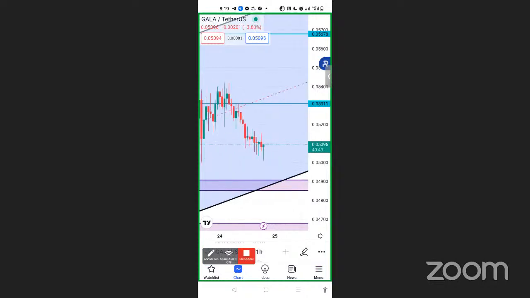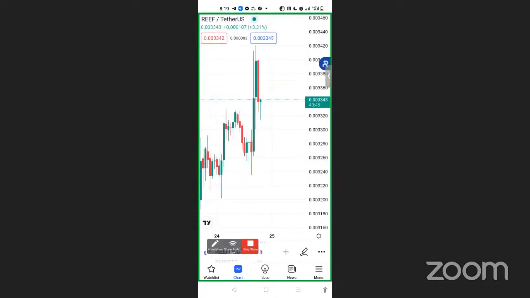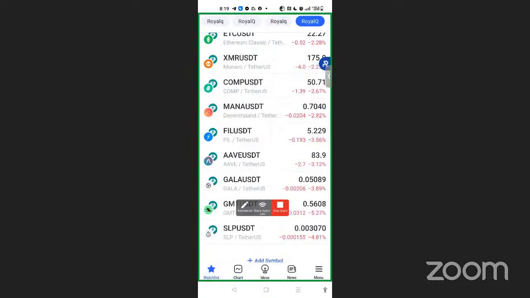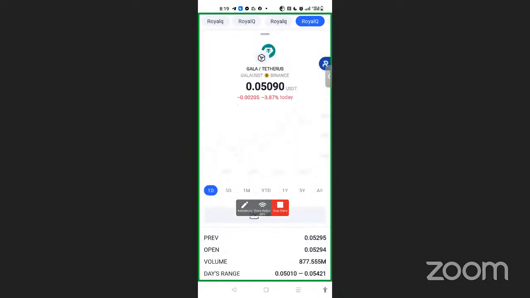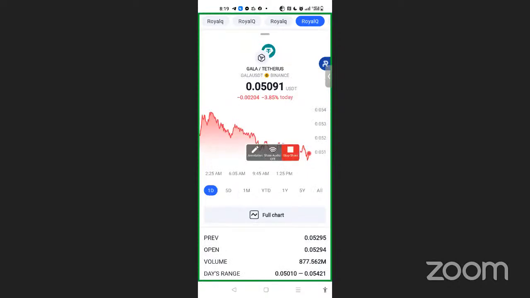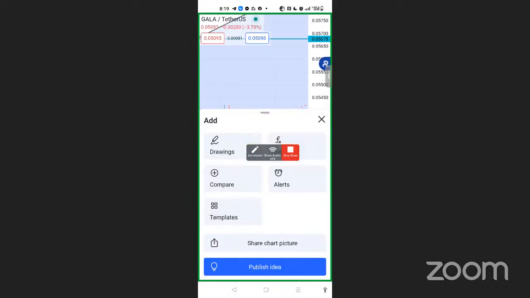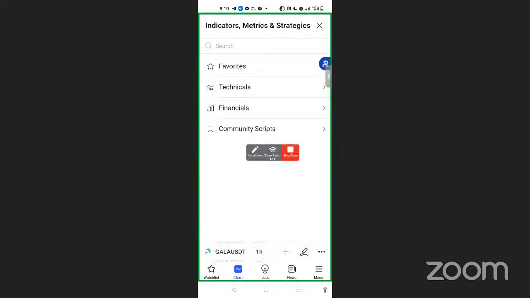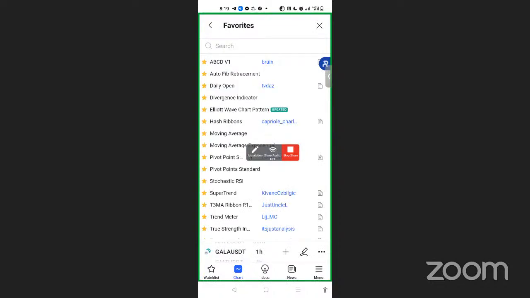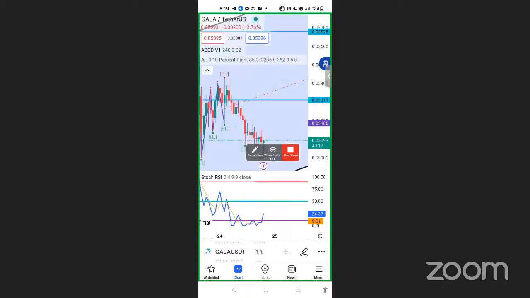Let me add in the stochastic RSI so that you could see. Okay, Gala. I hope you see even here on the screen. You see it? Okay, so let me add in here the stochastic RSI. Okay, stochastic. All right, let me add in for you the ABC, or the auto fib, just to show you. Hope you see what I'm talking about.